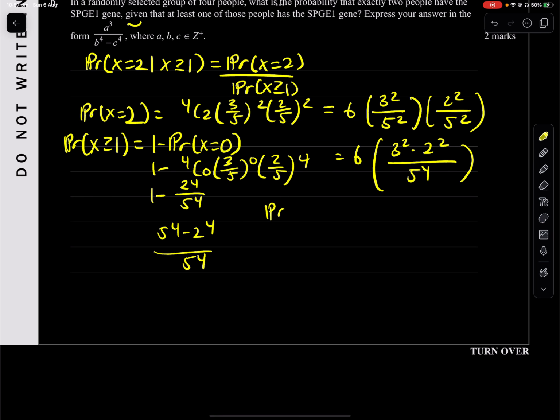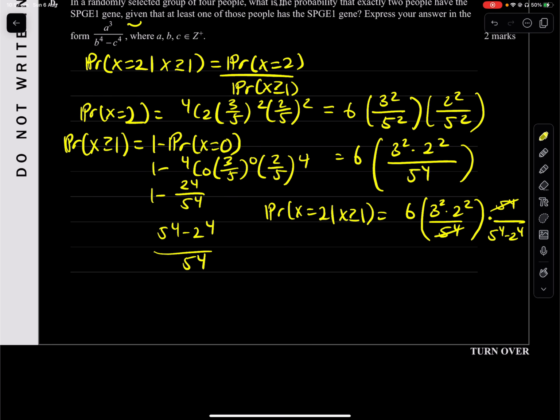So your probability of x is equal to 2 given x is greater or equal to 1 is 6, 3 squared, 2 squared over 5 to the 4, divided by, which just inverses it, so it'll be 5 to the 4 here over 5 to the 4 minus 2 to the 4. These 5 to the 4s cancel out. Which gives us 6 times 3 squared times 2 squared, all over 5 to the 4 minus 2 to the 4.